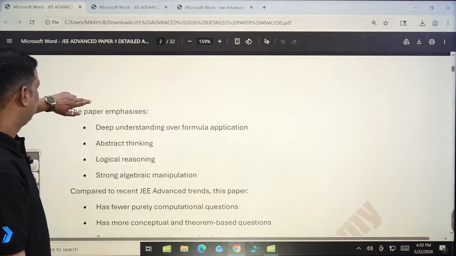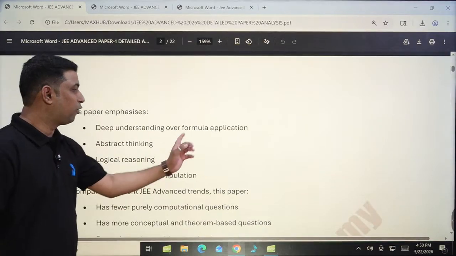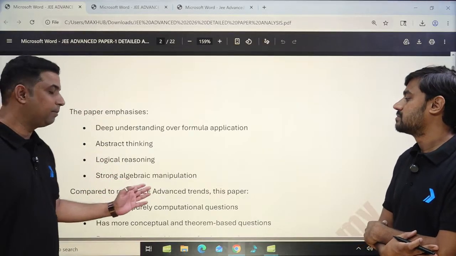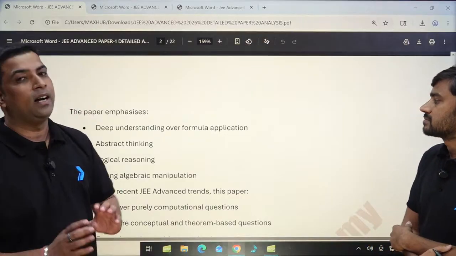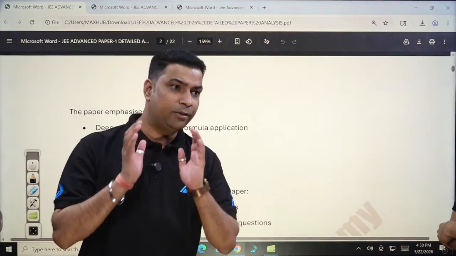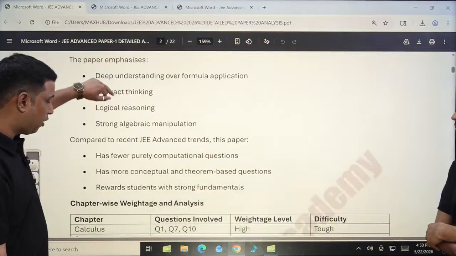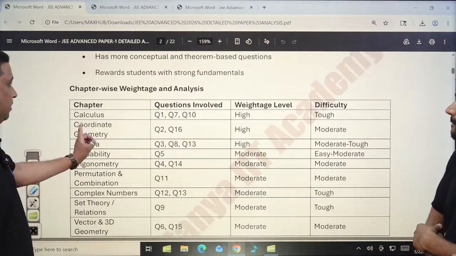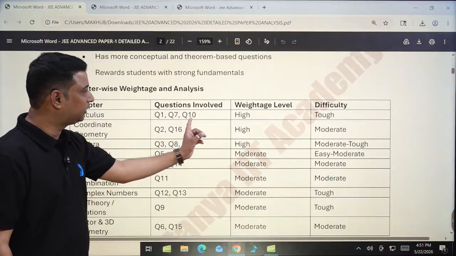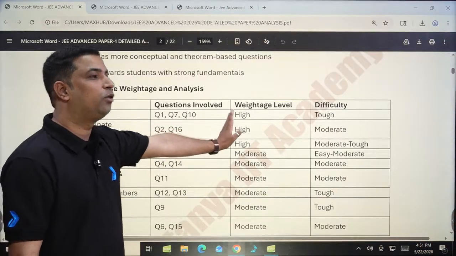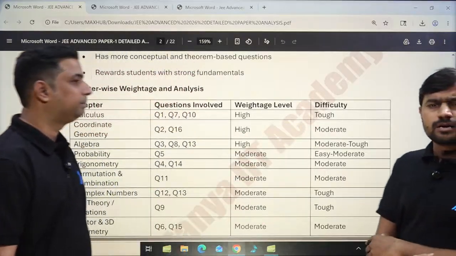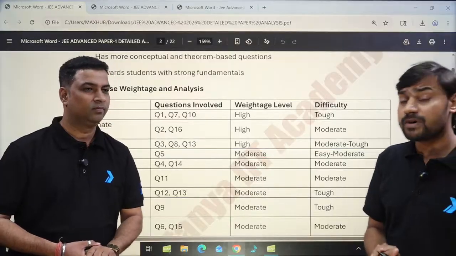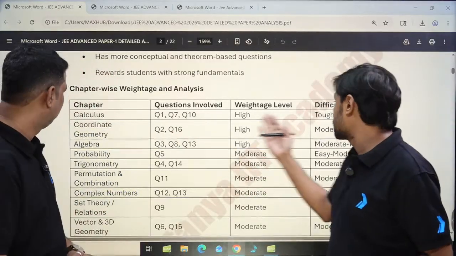The paper needed deep understanding, overall formula application, abstract thinking, logical reasoning and strong algebraic manipulation. The paper was again tricky as well as lengthy, but doable for mathematics. Question wise, in calculus, question 1, question 7 and question 10 had high weightage and were a bit tougher. Naturally, calculus was the tougher part of the mathematics subject.